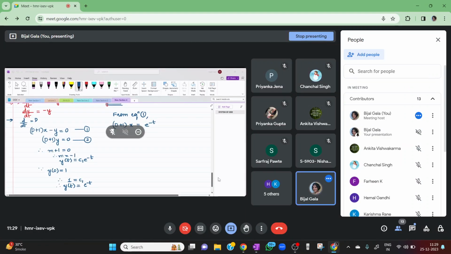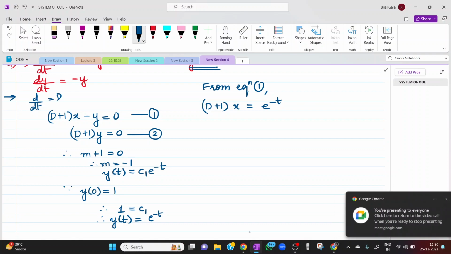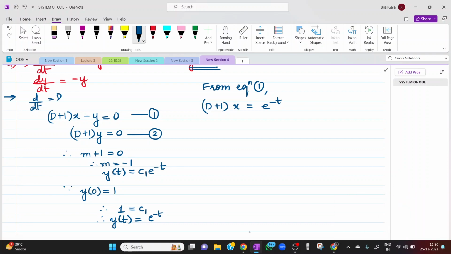Okay, there are two methods. One is that this is a linear equation also, so you can use the first order linear equation method. The second option is the auxiliary equation, and with that you will get the complementary function and particular integral. You can solve it using the complementary function and particular integral, or using the linear method. The equation is dx by dt plus x equal to e raised to minus t. So you can do it by the linear method or by the auxiliary equation.